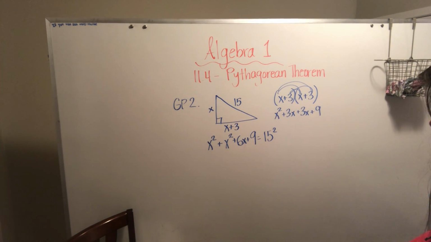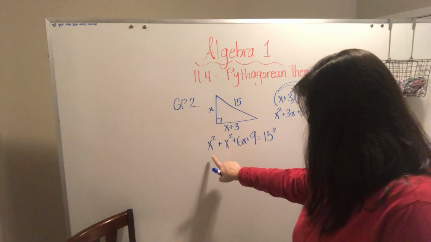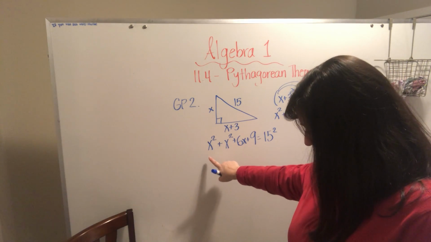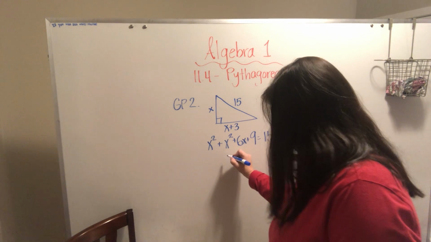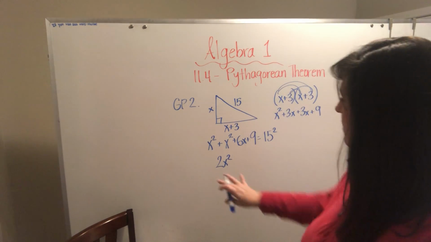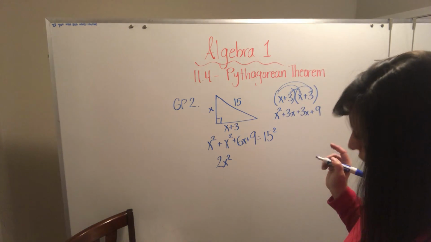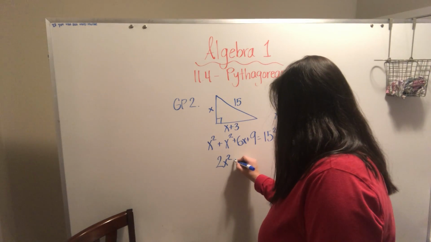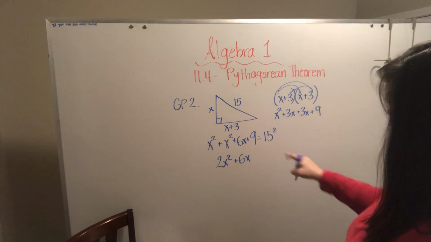Okay, hopefully that's somewhat straightforward to you. Now what we do here is start combining terms. We have x squared and x squared, which is 2x squared. Remember, you're only adding coefficients. You don't change the exponents. 2x squared plus 6x.